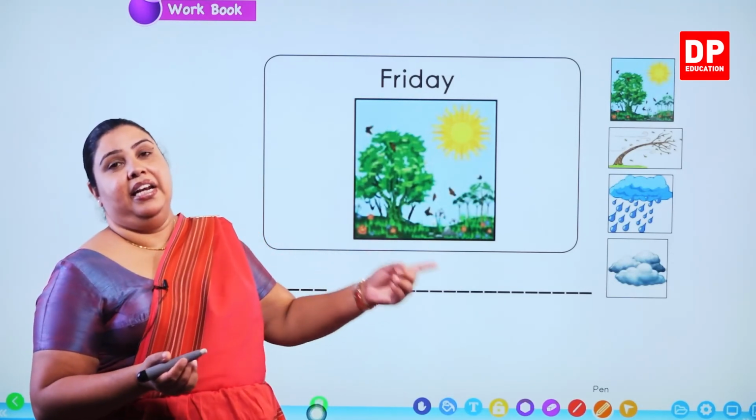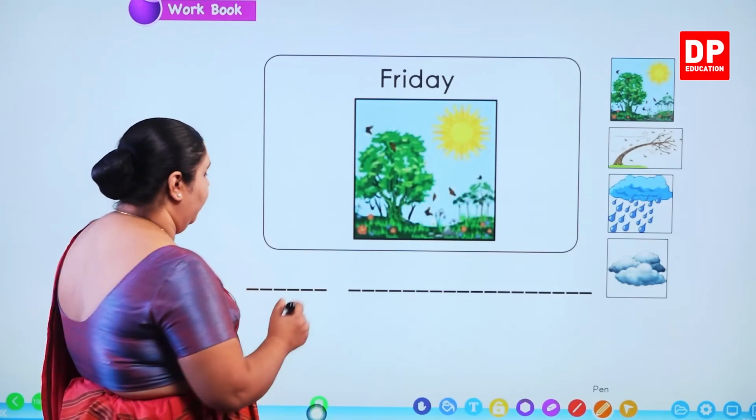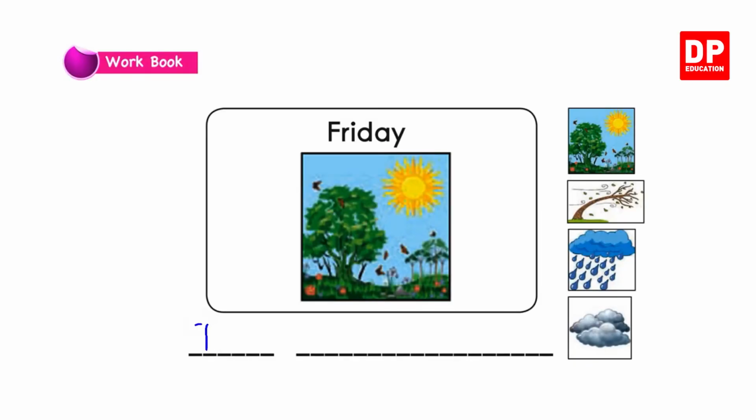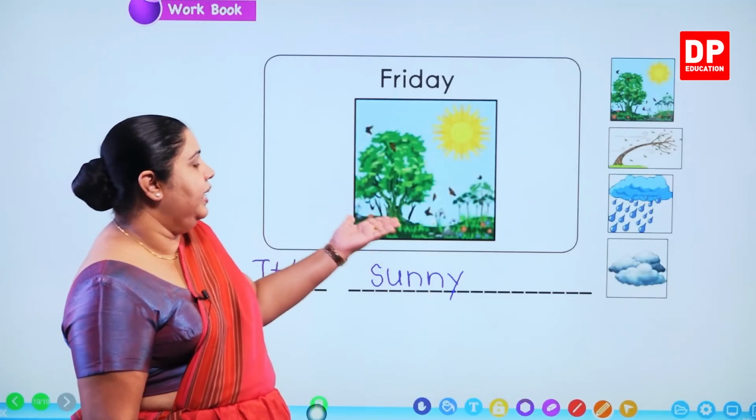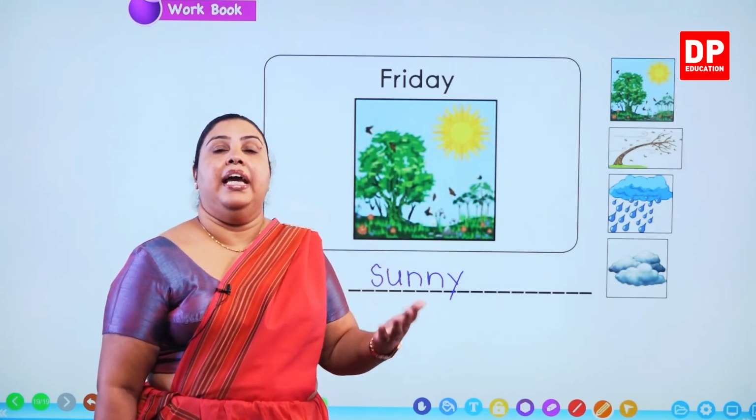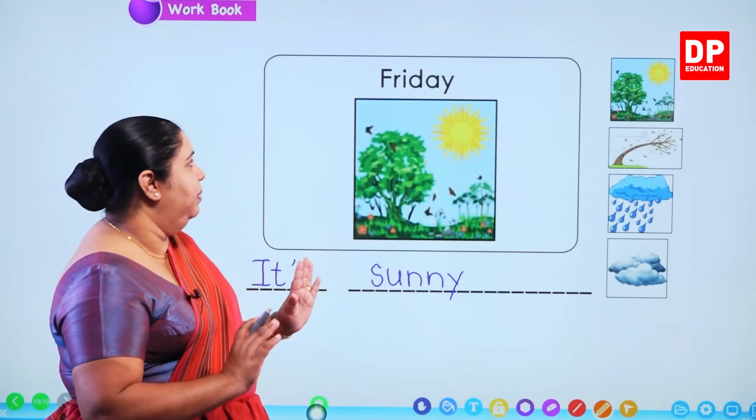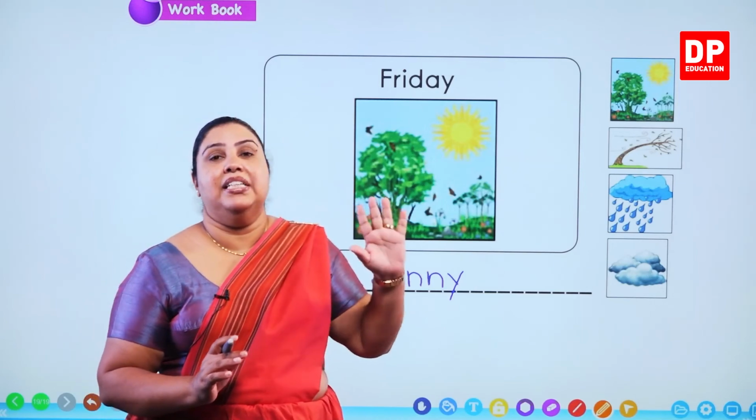It's sunny. Now we are going to write it's sunny. You have to not only draw, but you have to write as well. Now tell me, how do we write the word sunny? S-U-N-N-Y. Sunny. It's a sunny day. So now we have completed all the 5 days of the week.